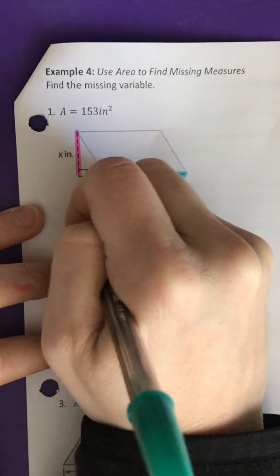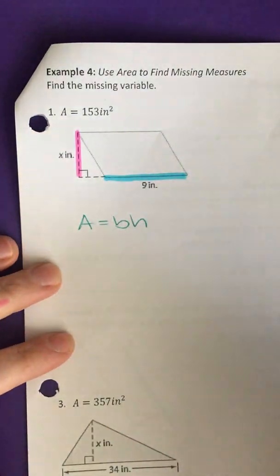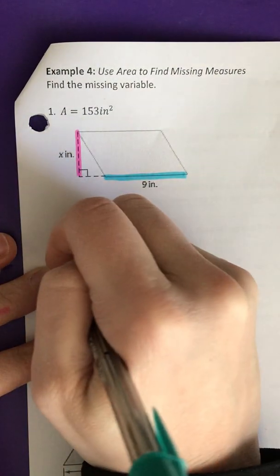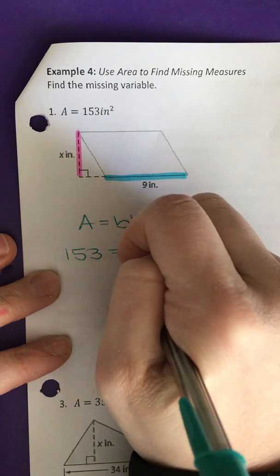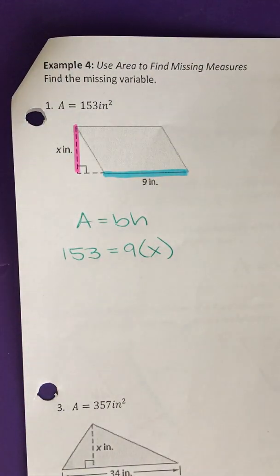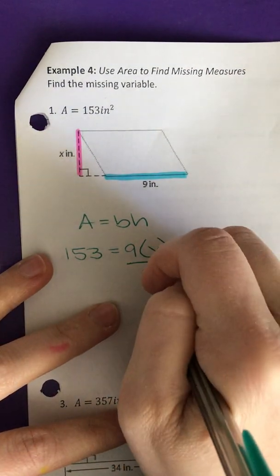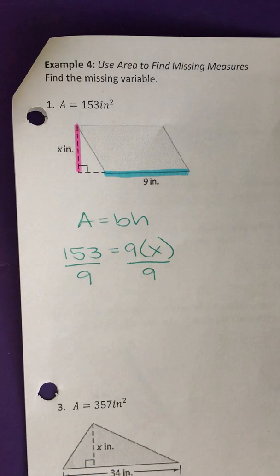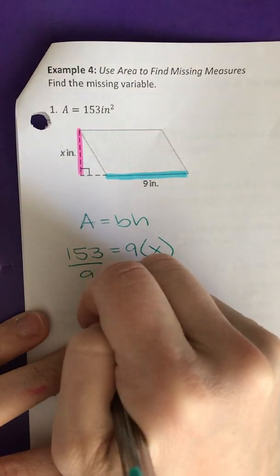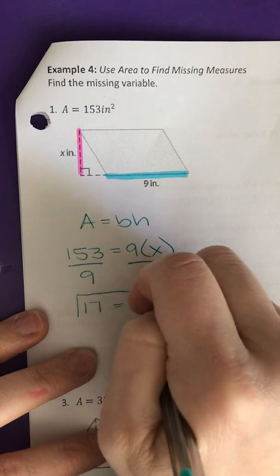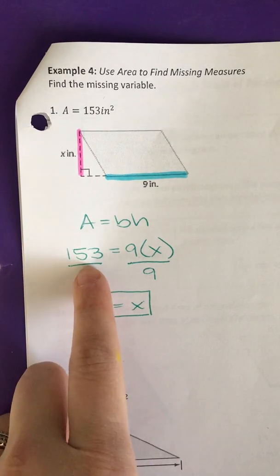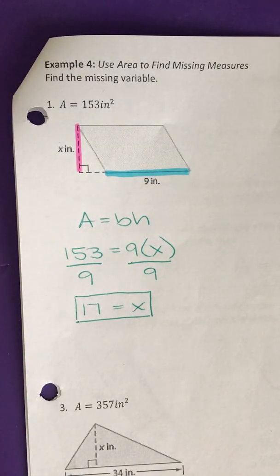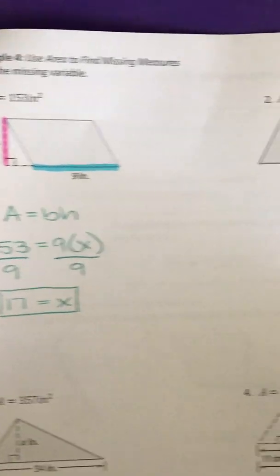So I like to write my formula. Area equals base times height. My area is 153. My base is 9. And my height is x. So all I'm going to do is divide both sides by 9 to get that 17 is x. If you want to plug it back in, 9 times 17, and you will get 153. Let's try the next one.